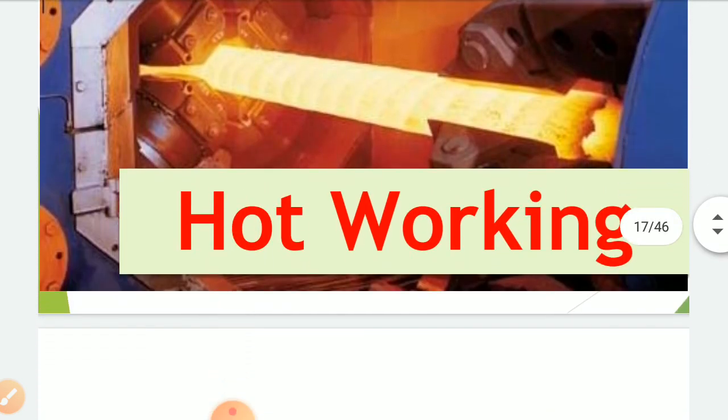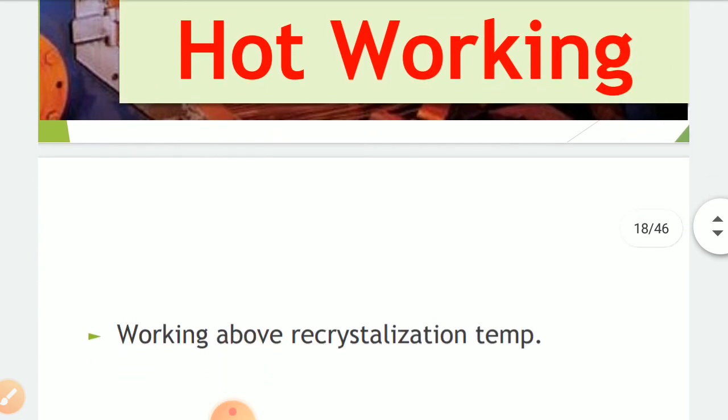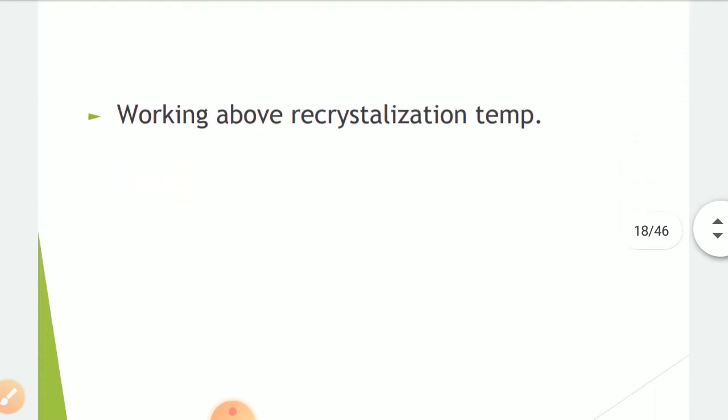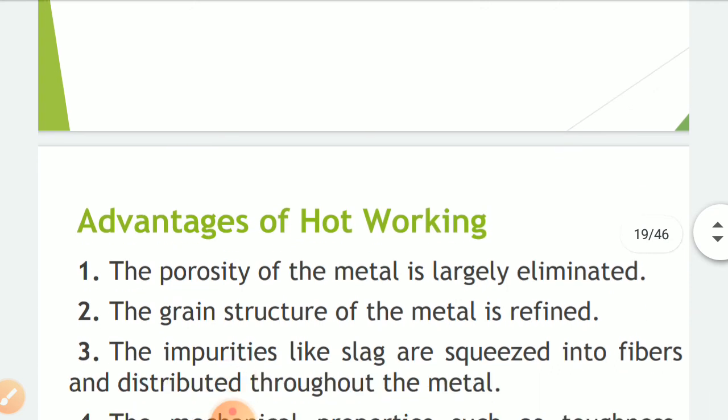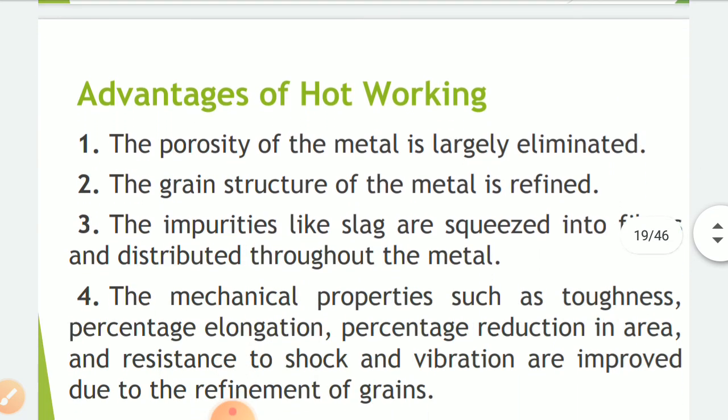Now coming to hot working, it is working above recrystallization temperature. And now what are the advantages? As in cold working, more power was required, so here less power is required. Porosity of the metal is largely eliminated. Sorry, porosity. So in case of hot working, porosity of the metal will be removed.